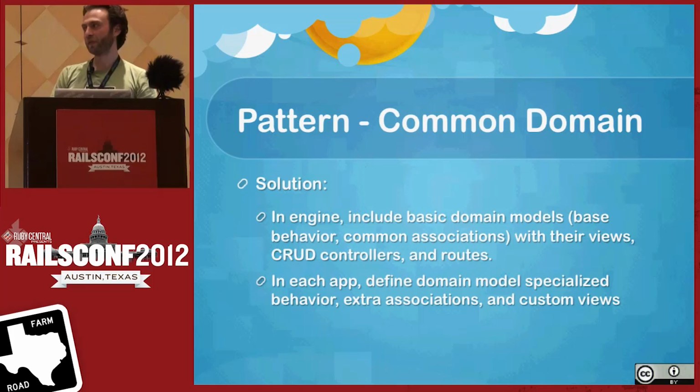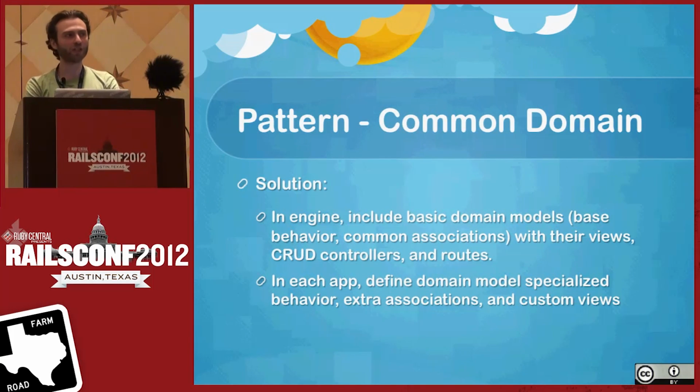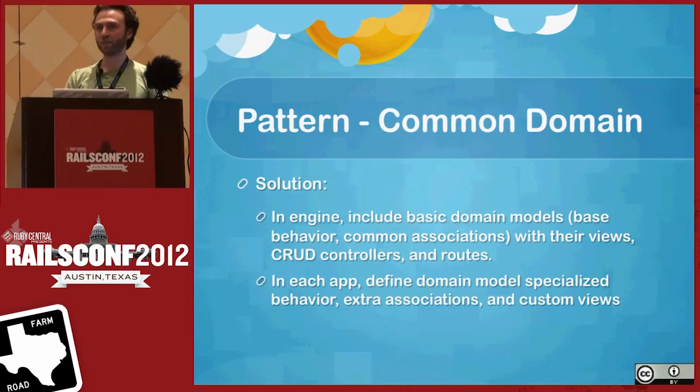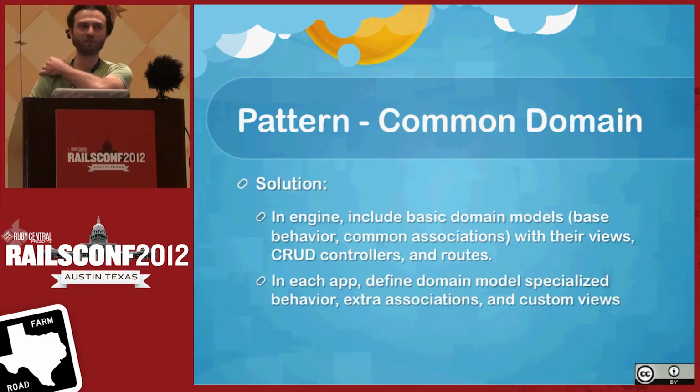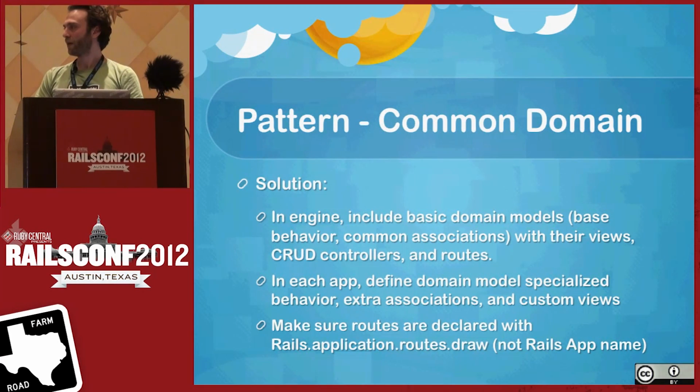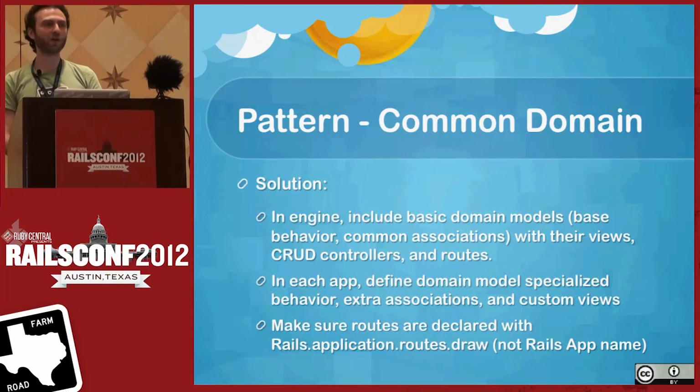And then in each app, you can add extra associations, specific behavior, custom views, custom controllers, etc., or even custom methods added to any of those models. You can also, of course, share routes, because you will need that when you're sharing, say, CRUD behavior in an engine. So make sure when you define the routes to use Rails.application, not the application name.